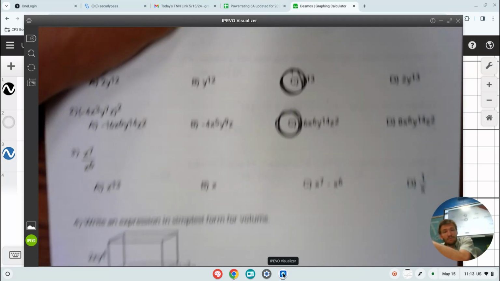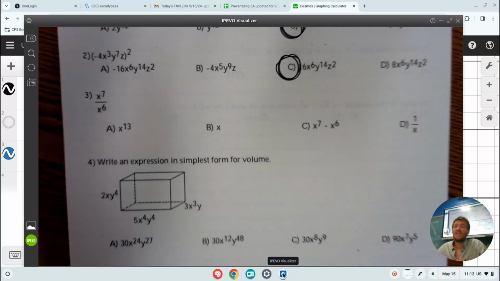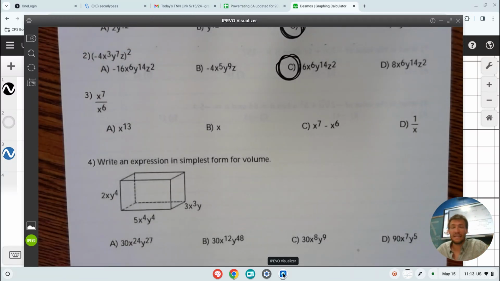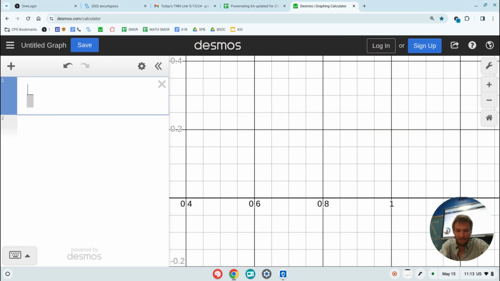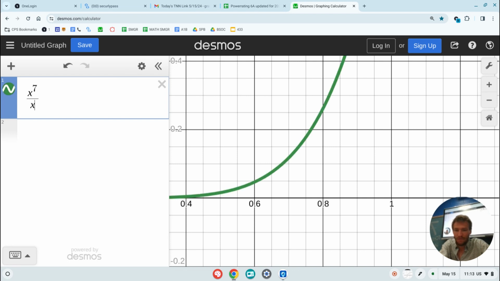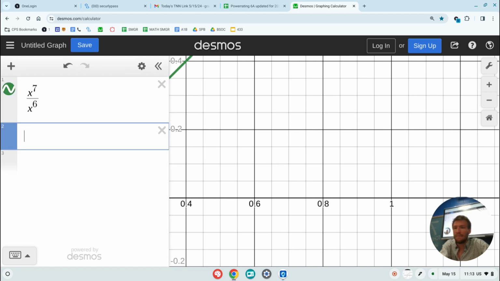Number 3, which has division. This question ends up being easier because we're just dealing with less. So normally division would be a harder question, but for us, it ends up being an easier question because there's just less stuff to type in. I can type in this whole thing, fraction x power 7 over x power 6, and my 4 answers are x power 13.